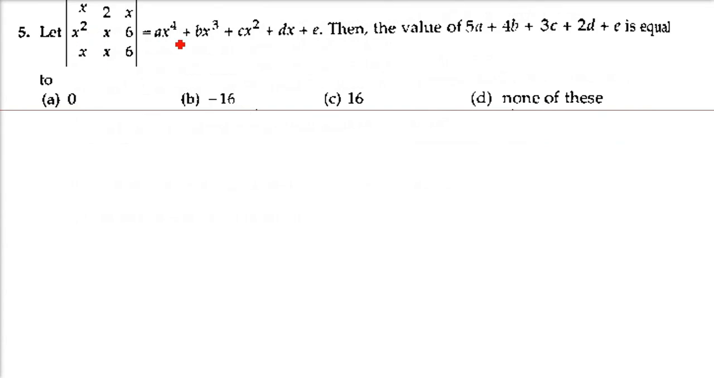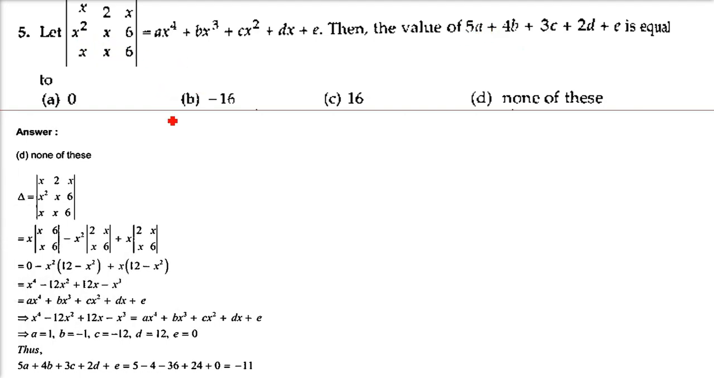This is an expression, or you can say an equality. Then we need the value of 5a plus 4b plus 3c plus 2d plus e. So we have to find out the values of a, b, c, d and e. If we are able to find them, we can use them here and then find the value. Since we have an equality, we'll open the left determinant and equate it with the right one, equating the coefficient of x to the power n on either side.